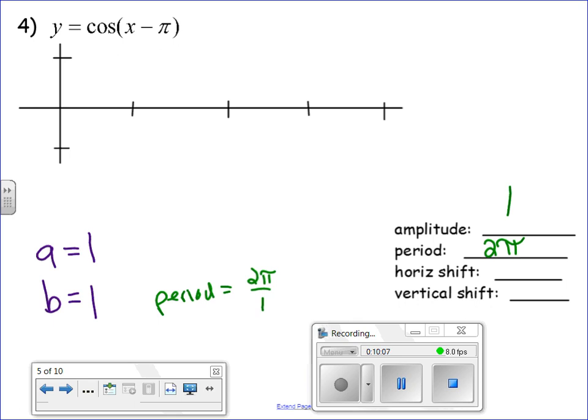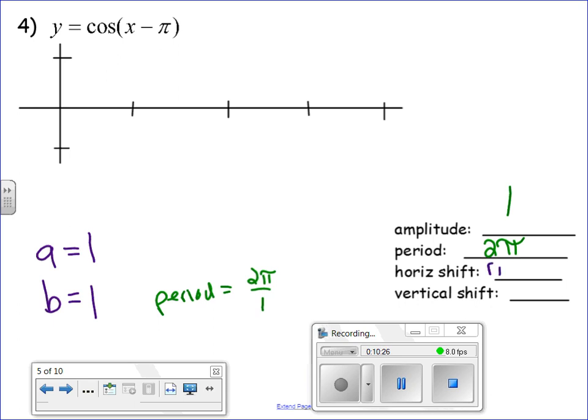Now, I kind of like to think ahead a little bit. Let's think ahead a little bit. Is there some sort of shift happening on this graph? What type of shift is happening on this graph? It's a pi shift. This is our shift. But is that left or right or up or down? Right. It's right pi. Very good.